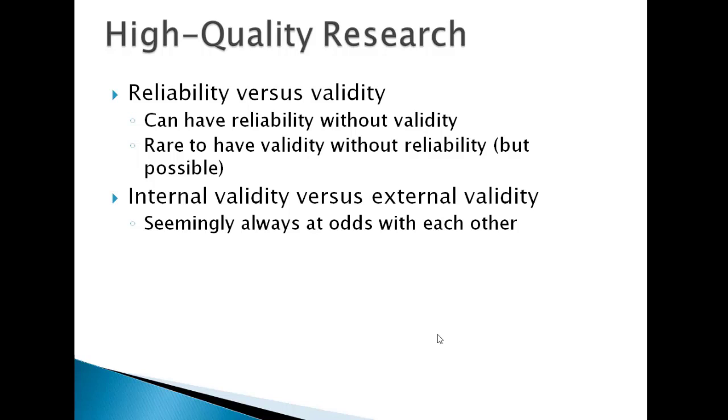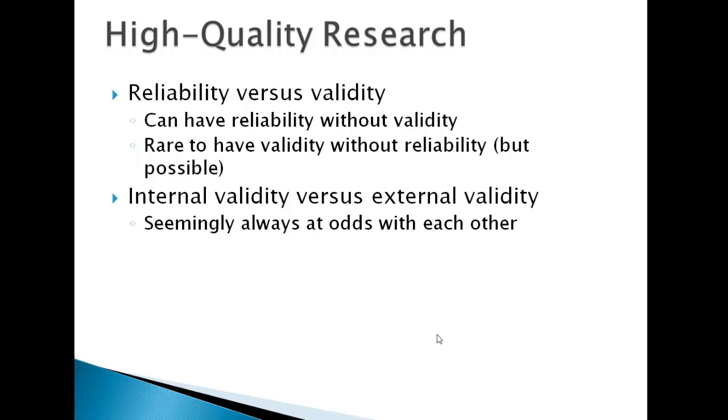So, can you have reliability without validity? Yes, you absolutely can. You can be reliably wrong. You can step on a scale and have it say you weigh 1,000 pounds, and you step back off and you step back on the scale and it says you weigh 1,000 pounds. You can do that all day long, but if you don't weigh 1,000 pounds, the reliability without validity doesn't tell you anything.